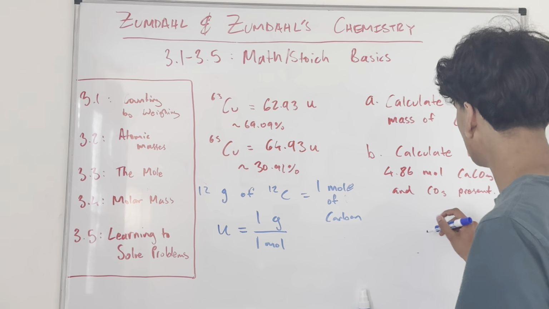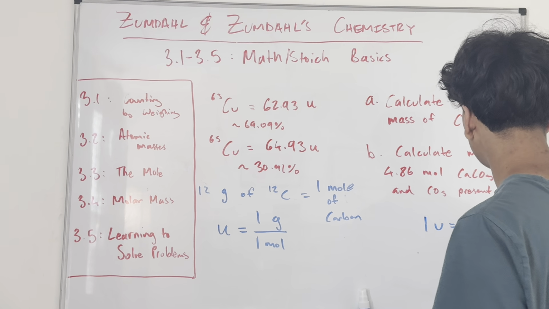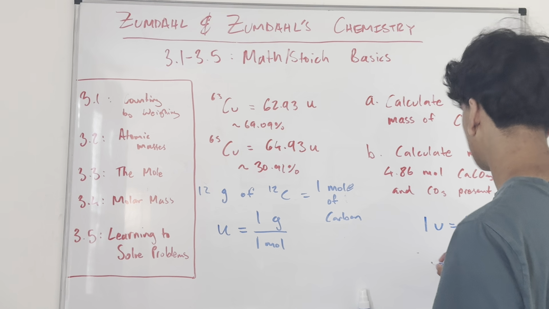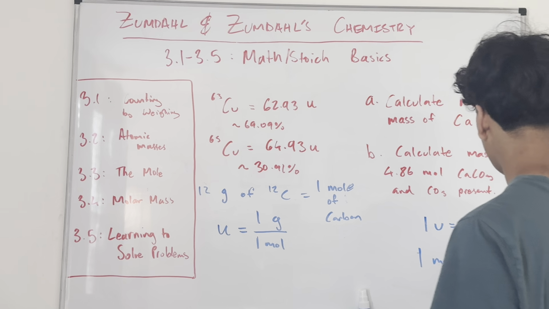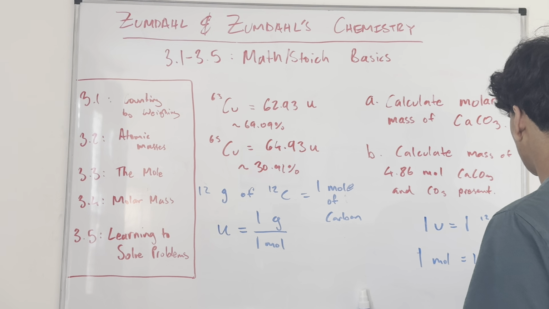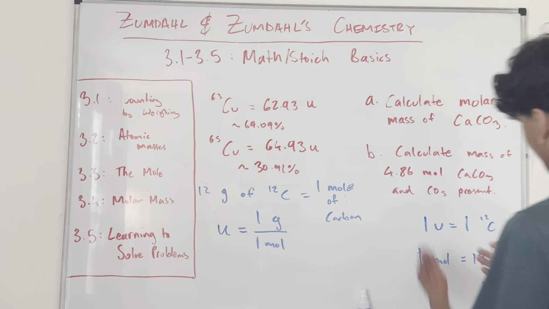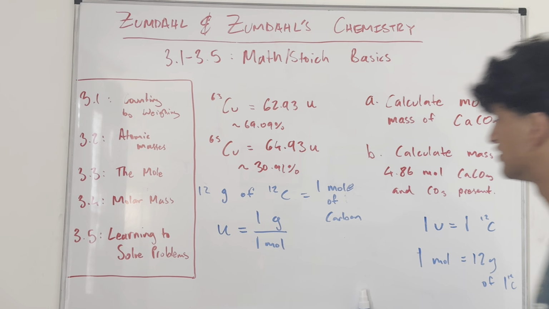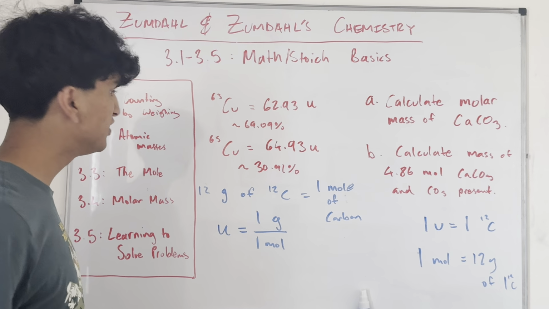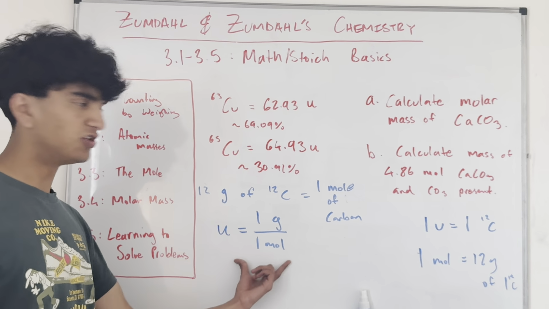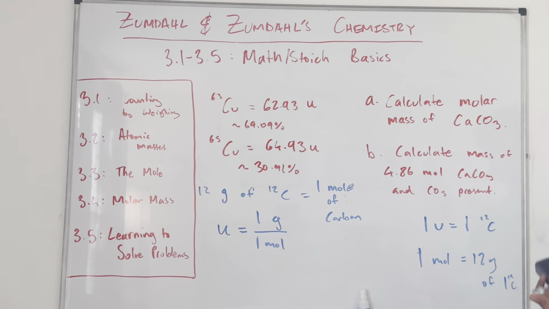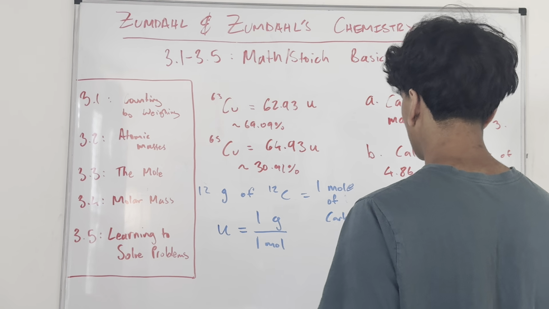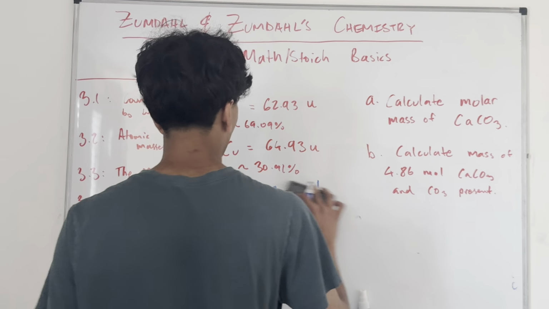We said 1 U is equal to 1/12 of C12. We're saying that 1 mole is equal to 12 grams of C12. There's something here. Maybe you don't care that much, so this is just a useful thing to know. What that helps us do is calculate molar mass. Basically, with this definition, U equals 1 gram per mole.